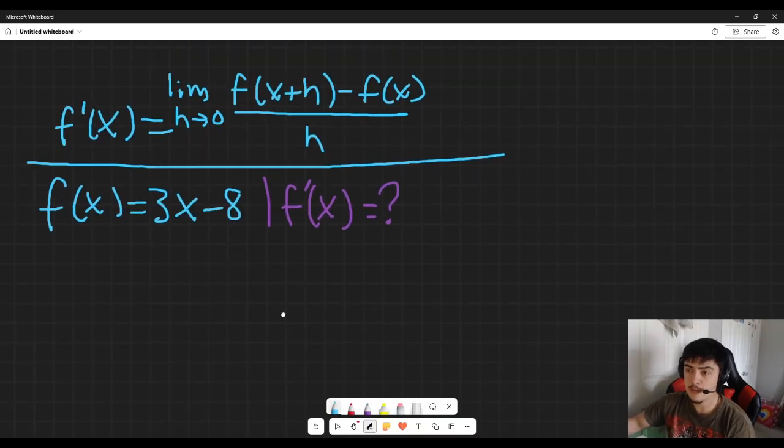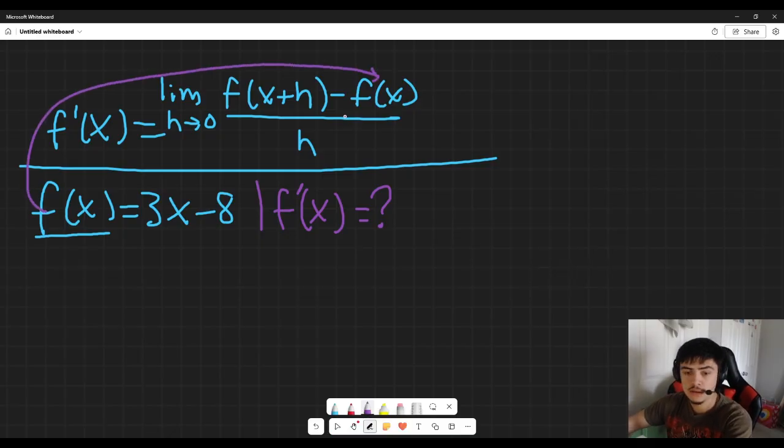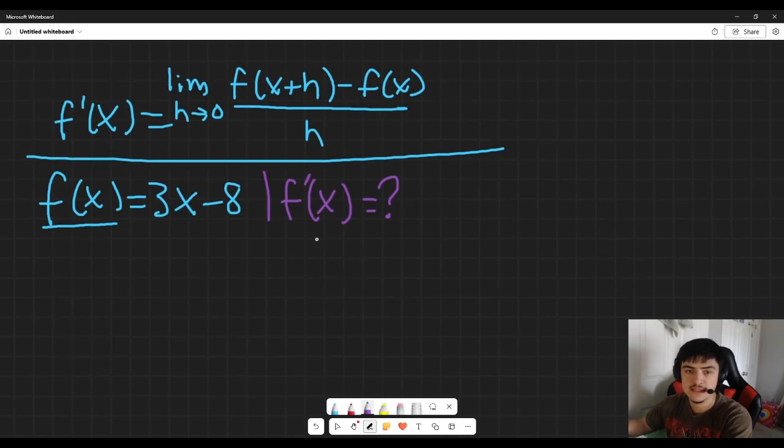So right off the bat, looking at our equation here, we're going to be taking a limit, right? And on the top part right here, we have an f of x plus h minus f of x. Well, we already know what our f of x is, right? We could already plug this into here, which is fine, but we don't know exactly what f of x plus h is. So we need to go ahead and just figure that out.